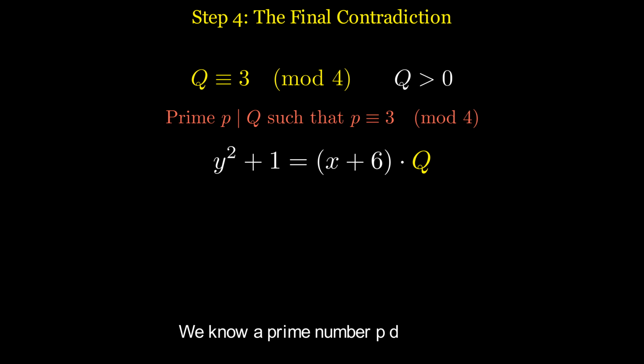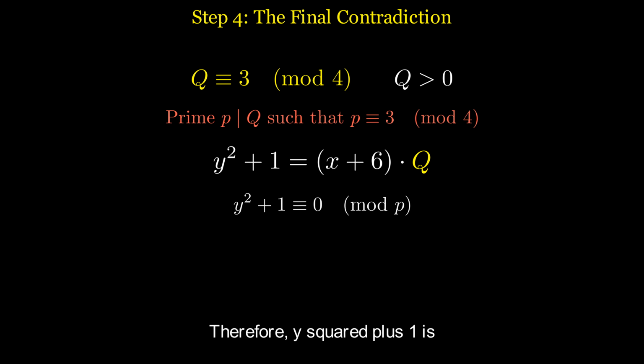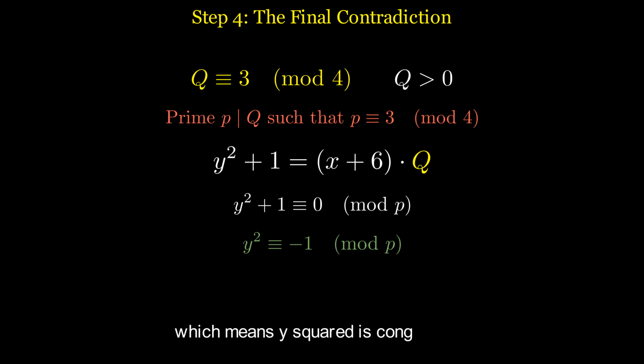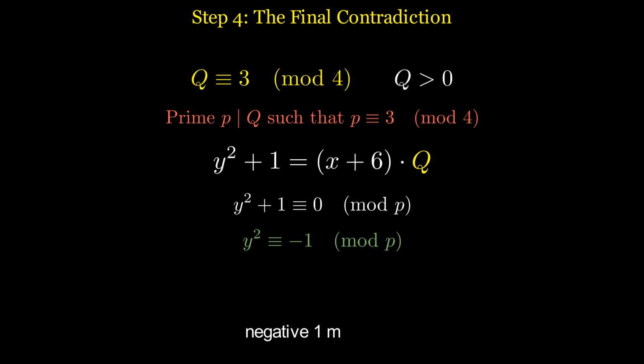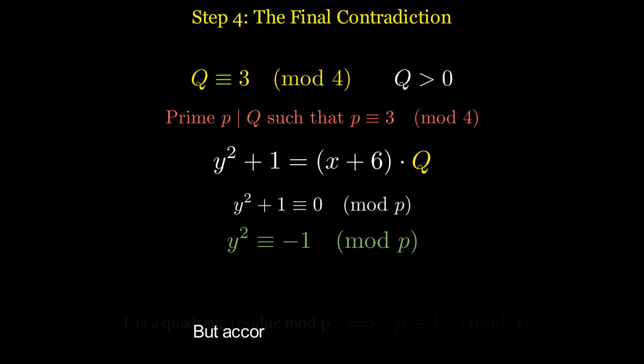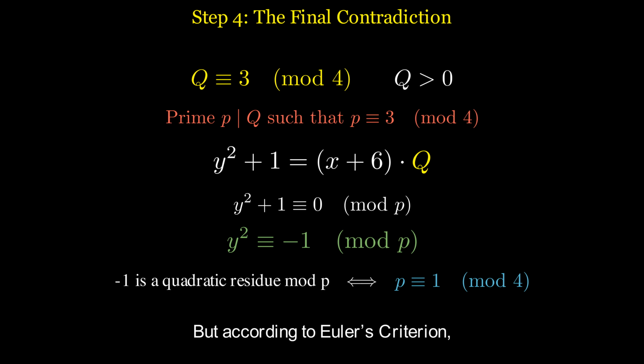We know a prime number p divides q. Because q is a factor of the right side, p must also perfectly divide the left side. Therefore, y squared plus 1 is congruent to 0 modulo p, which means y squared is congruent to negative 1 modulo p. This tells us that negative 1 is a quadratic residue modulo p. But according to Euler's criterion, for any odd prime p, negative 1 is a quadratic residue if and only if p is congruent to 1 modulo 4.